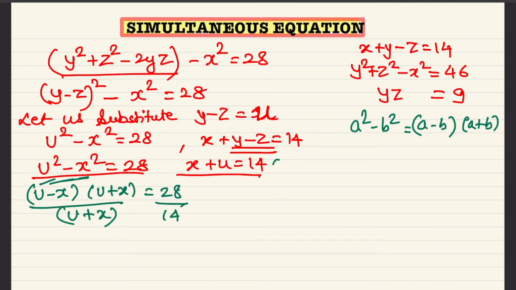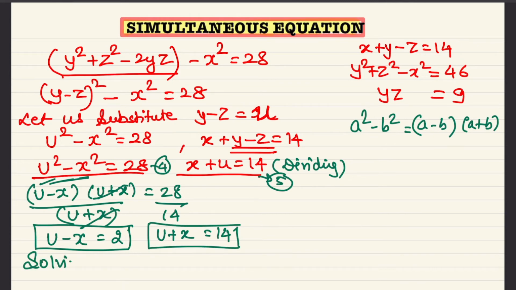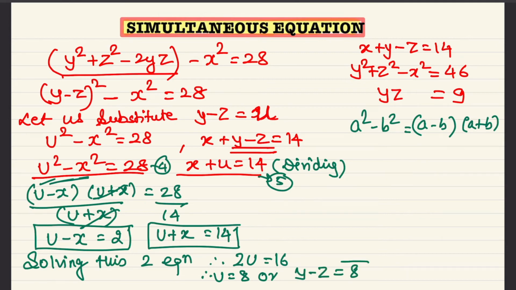We are dividing these two equations. Let us say this is 4 and this is 5. Dividing 4 and 5, we can get u minus x is equal to 2. So we have u minus x as 2 and here u plus x is equal to 14. Now solving these two, we can get 2u is equal to 16 and therefore u equal to 8, and u was y minus z. So y minus z is equal to 8.